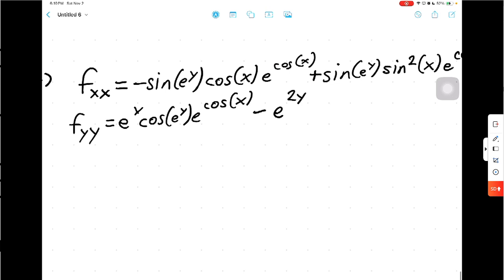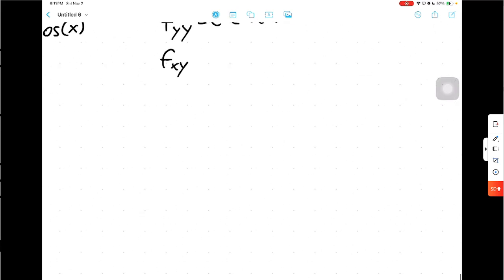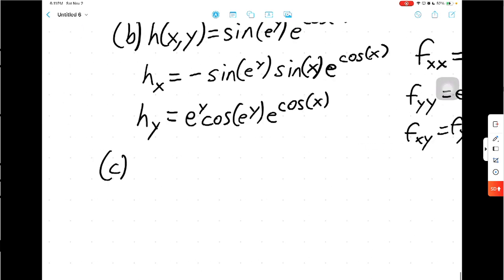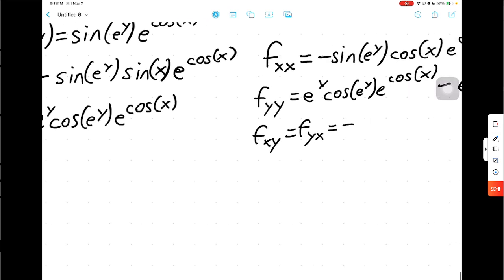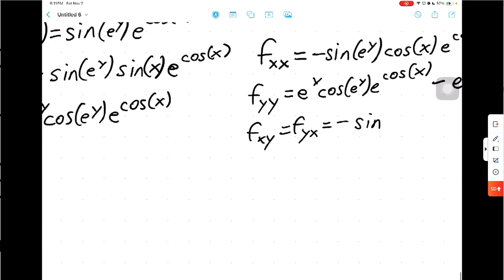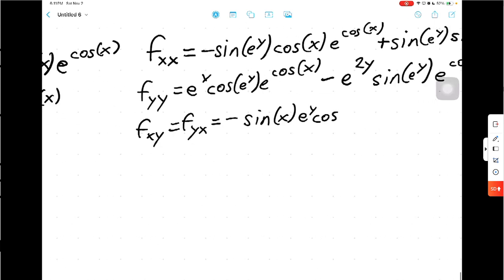Minus e to the 2y sine of e to the y, e to the cosine of x. And fxy is equal to fyx, which is equal to, with respect to x, this is going to be negative sine of x, e to the y cosine of e to the y.